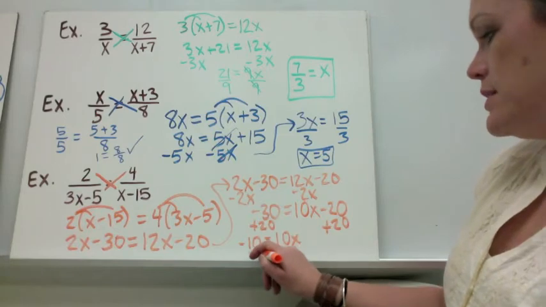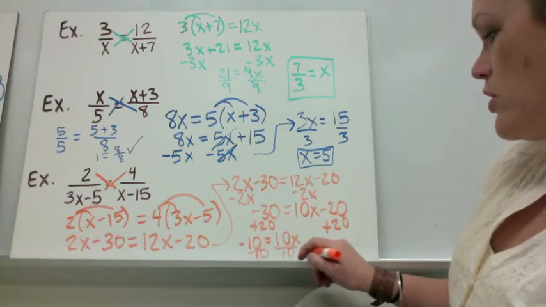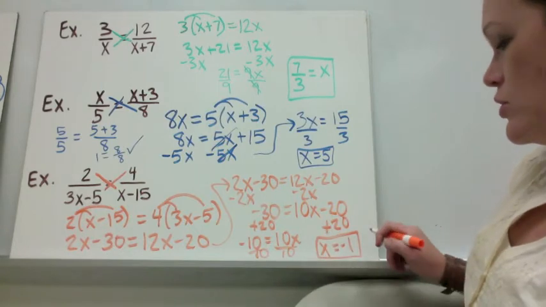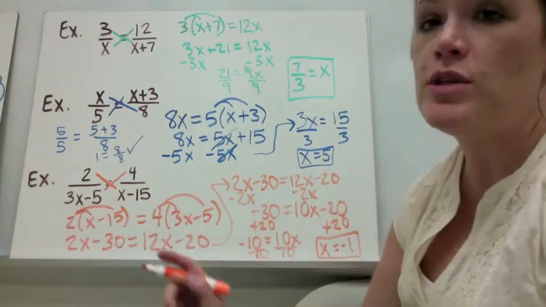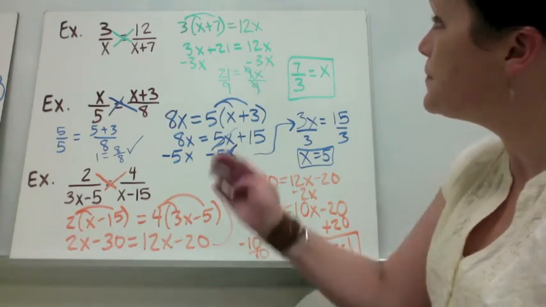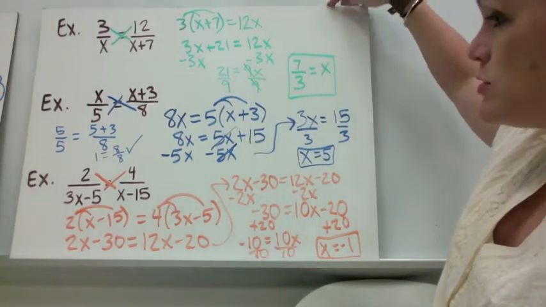Divide both sides by 10, so we're just finishing up solving our equation, and we get x equals -1. So you could plug -1 back into the original problem if you want to check your answer and make sure that it makes sense. So let's look at some examples of type 2.